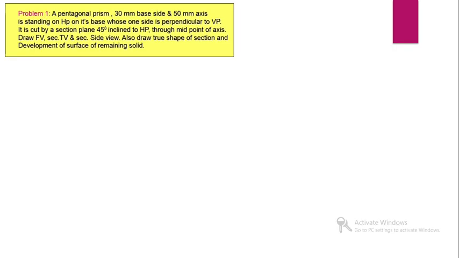Here is the question. A pentagonal prism, 30 mm base side and 50 mm axis, is standing on HP on its base, whose one side is perpendicular to VP. It is cut by a section plane 45 degrees inclined to HP through the midpoint of the axis. Draw the front view, sectional top view and sectional side view. Also draw the true shape of the section and the development of the surface of the remaining solid.